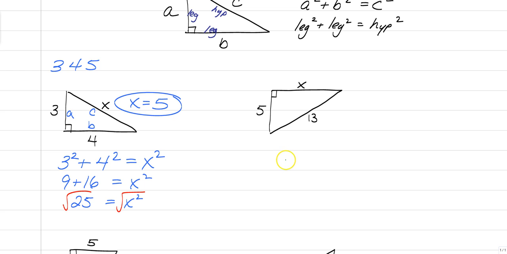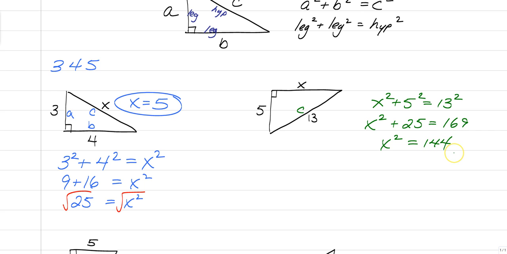So this next example is very similar, but this time your hypotenuse is a number, which is fine. We can still do this. We're just going to set up x squared plus 5 squared is equal to 13 squared. And then you square your terms, so you have x squared plus 25 is equal to 169. But now you just have to make sure you subtract the 25 over to the other side, and you have x squared is equal to 144.